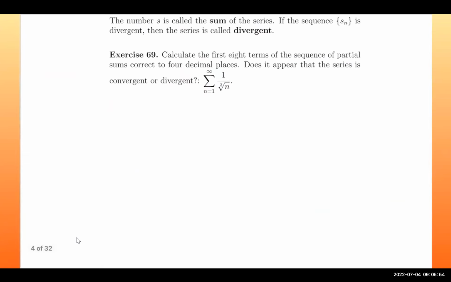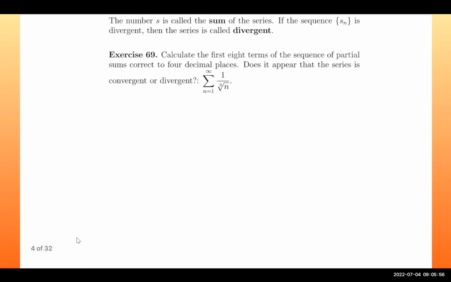So let's start down here where it says calculate the first 8 terms of the sequence of partial sums, and then they want us to say whether it appears to be convergent or divergent. So let's start off with S sub 1, which is the first partial sum. That's going to equal the very first term, right? If you substitute 1 in for n, you're clearly going to get just 1, because the cube root of 1 is 1, and 1 divided by 1 is 1.